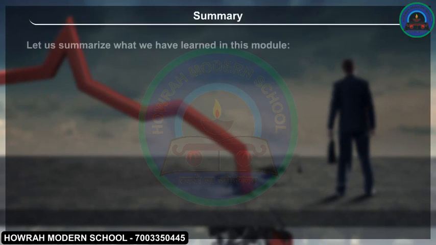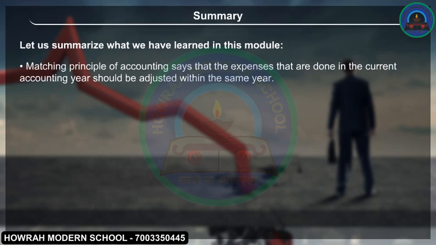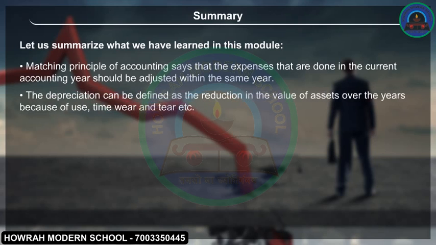Summary. Let us summarize what we have learned in this module. The matching principle of accounting says that the expenses that are incurred in the current accounting year should be adjusted within the same year. Depreciation can be defined as the reduction in the value of assets over the years because of use, time, wear and tear, etc.